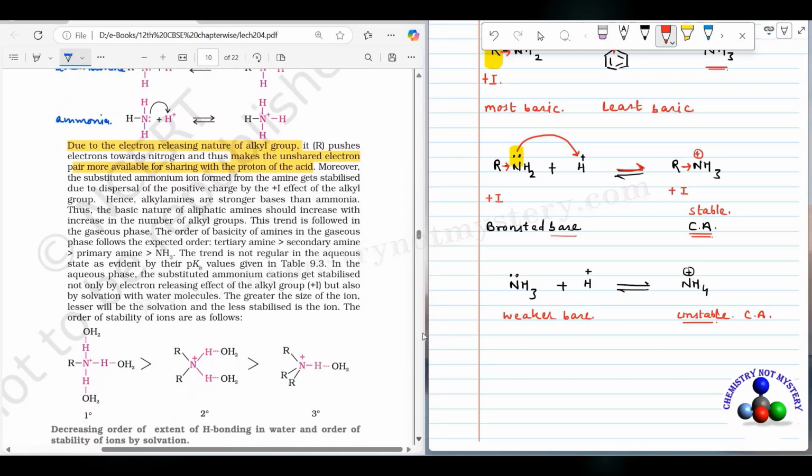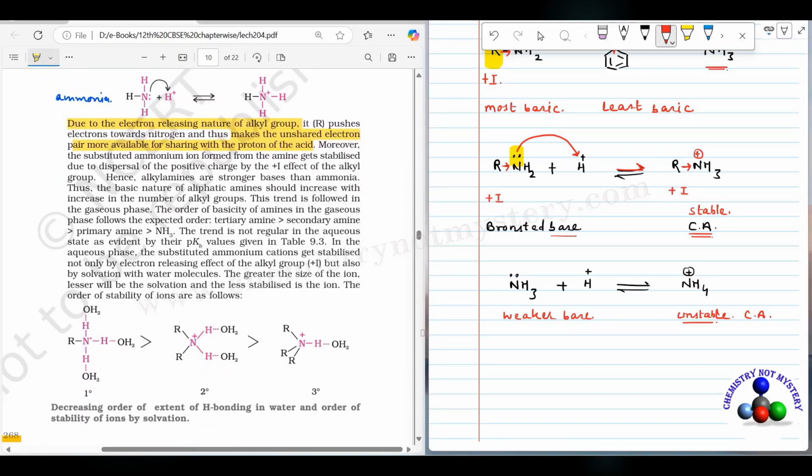Now let's read from the book. Moreover, the substituted ammonium ion formed from the amine gets stabilized due to the dispersal of positive charge by the +I effect of the alkyl group. Hence, alkylamines are stronger bases than ammonia. Thus, the basic nature of aliphatic amines should increase with the increase in the number of alkyl groups. This trend is followed in the gaseous phase.